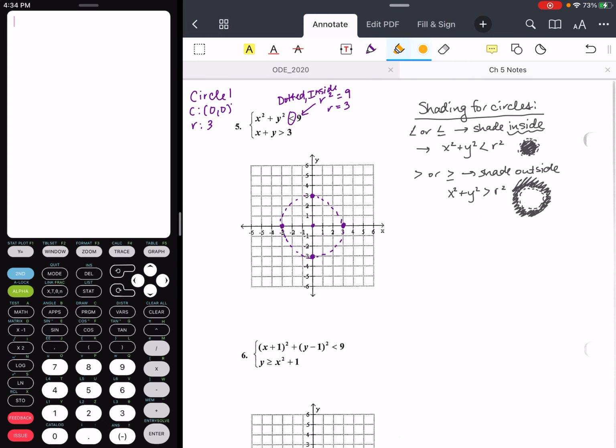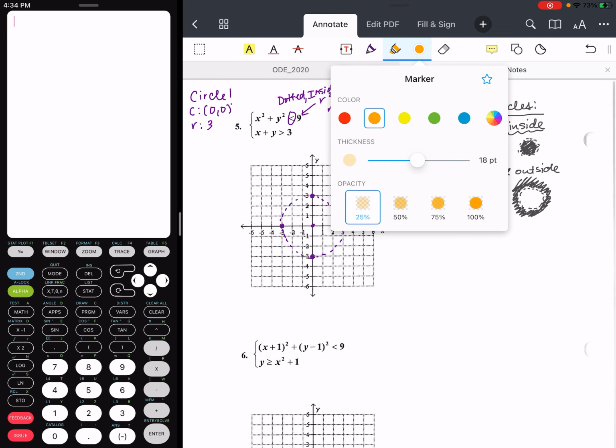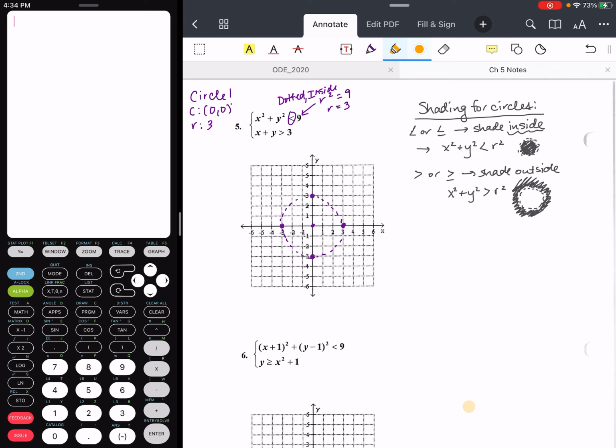So I'll go ahead and just lightly shade inside. Let me see, I'll just use the purple marker. So I'm going to shade lightly inside here. Oops. Well, whatever. I'll just keep using this. So lightly shading inside, and then I'll just erase that later. All right, so we've shaded inside the circle.